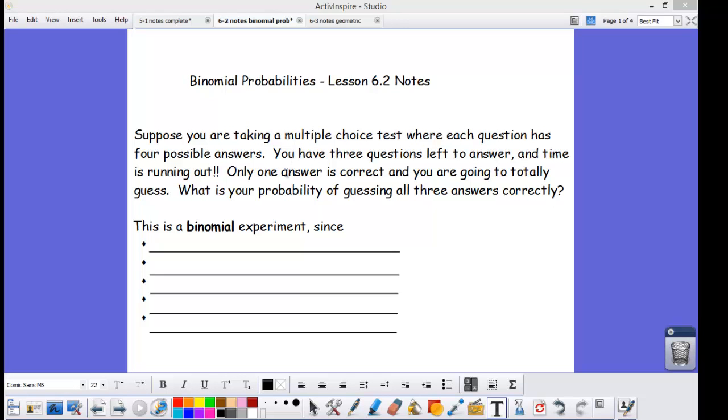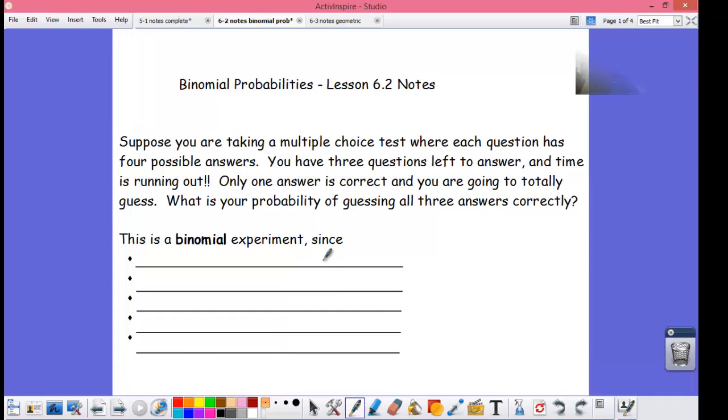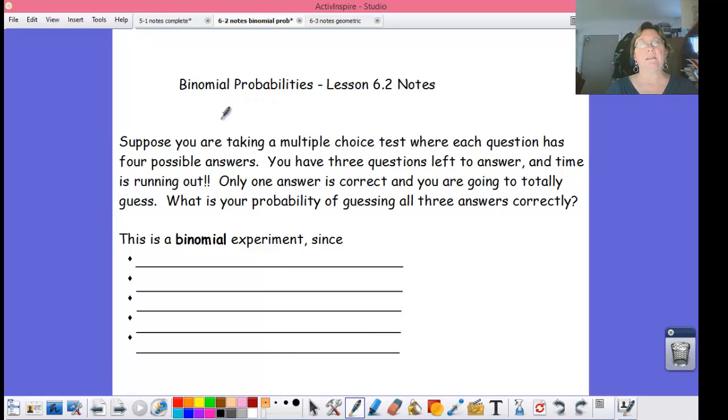Hi, you can see the title of today's lesson is Binomial Probabilities. We're going to be looking at the binomial probability distribution, and we need to define what determines a binomial situation, and we're going to do that using this little example that we have here.